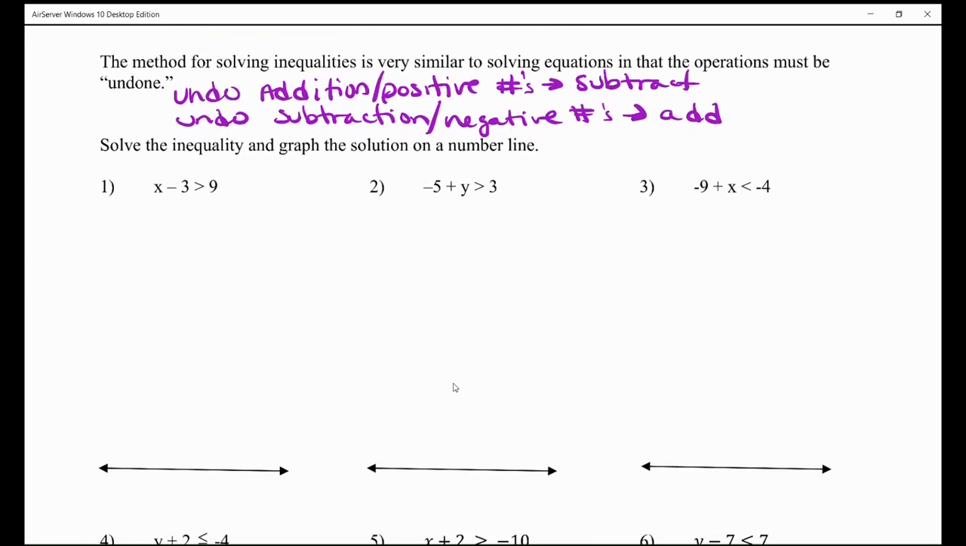So now let's practice. For number 1, we have x minus 3 is greater than 9. So the inverse operation of subtracting 3 is adding 3. So we get a solution of x is greater than 12. We want to fill out the number line. We want at least 3 numbers, and we want them in increasing order, meaning from smallest to largest.